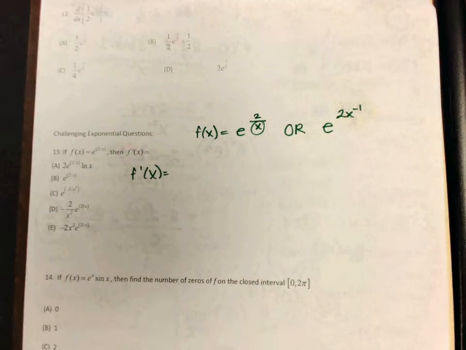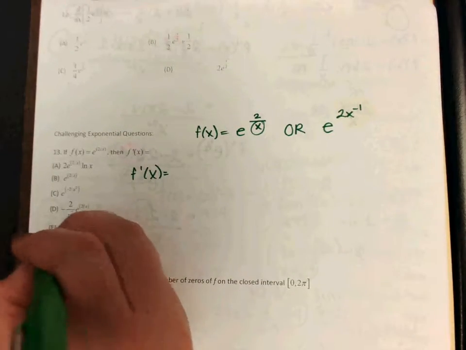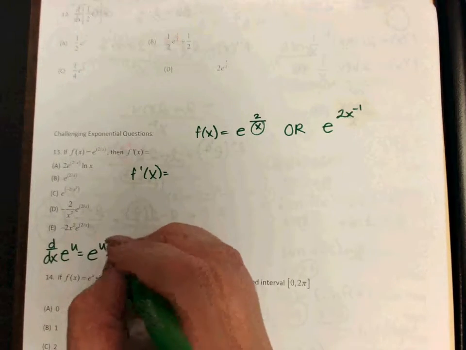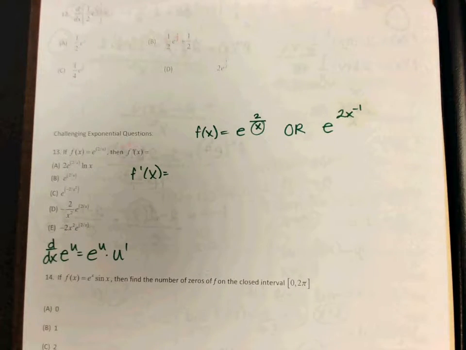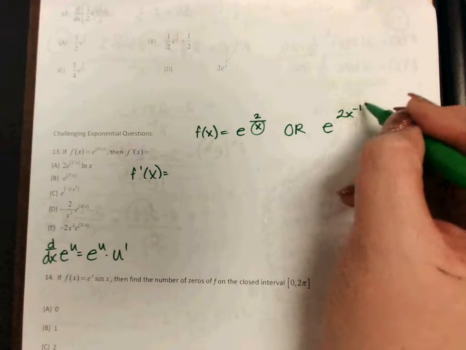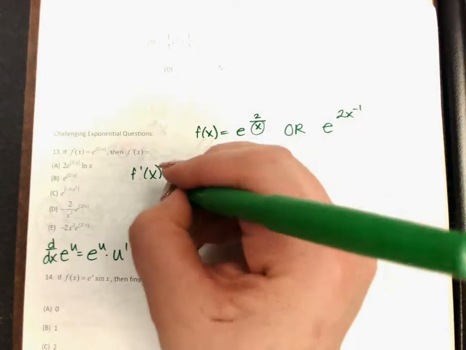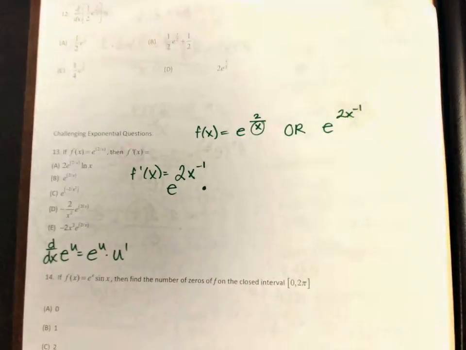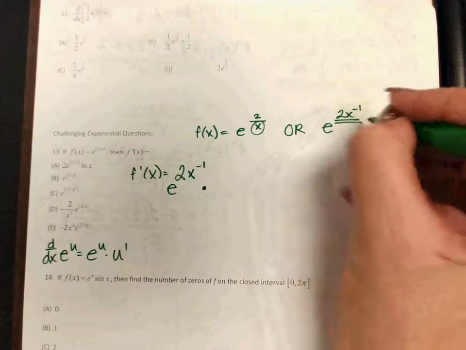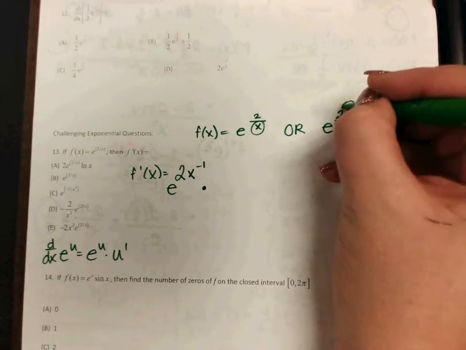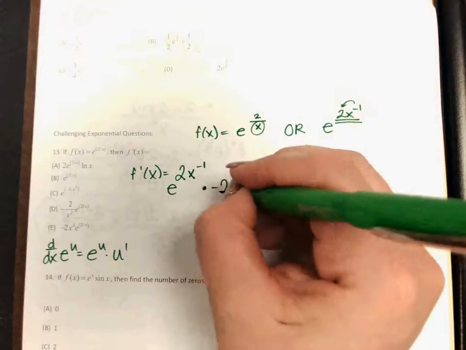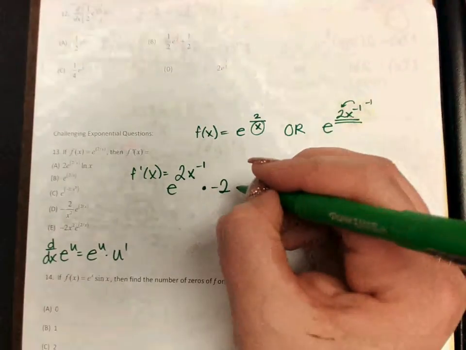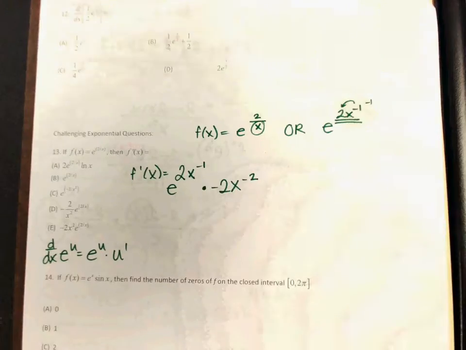So let's take the derivative. Remember that the derivative of e to the u is e to the u times u prime. So the derivative of e to the 2x to the negative 1 is e to the 2x to the negative 1 times, and then I need to take the derivative of that part. So my negative 1 comes down, now it's a negative 2, and then my power here, when I minus 1 more, becomes an x to the negative 2.